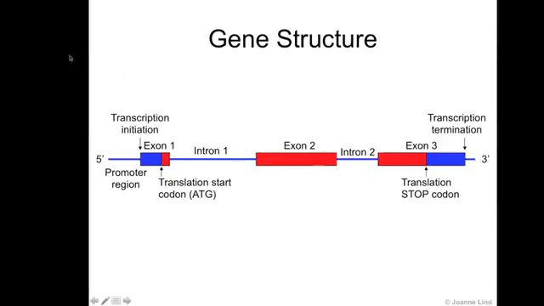So if we start at the 5' direction of the gene, the first thing that you will come across is what's called the promoter region. The promoter is the region of the gene which has the sequence which allows transcription factors to come and bind and initiate transcription of the gene. The transcription initiation site, or the start point of transcription, is at the very start of exon 1.